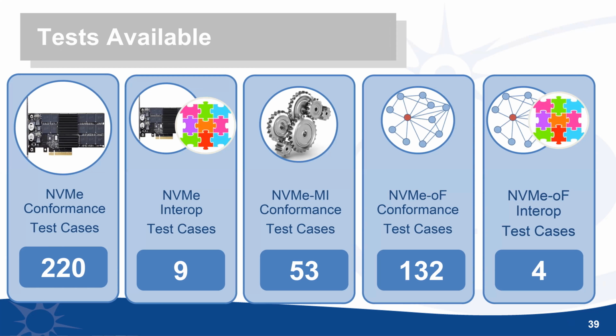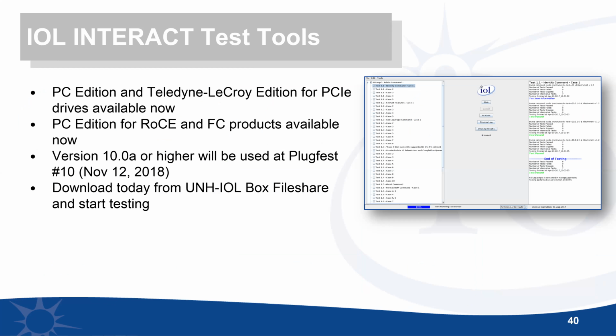Now, these aren't the number of tests that you actually have to pass in order to get on the integrators list. You would need to just pass the mandatory ones, but we've already said that. And today it's available. Version 10.0a is available. As I mentioned earlier, we're going to be shipping out 10.0b by the end of this week or early next week. And this will have, I think at this point, customer fixes for issues that have been brought up. We hope you can download this today. If you have a membership within the IOL NVMe group or ESP or fiber channel group, you'd be able to download the software today via box.